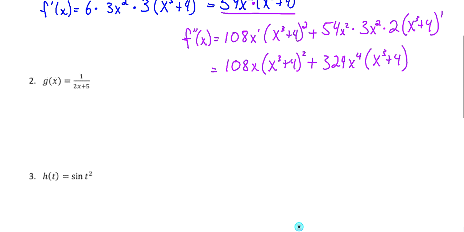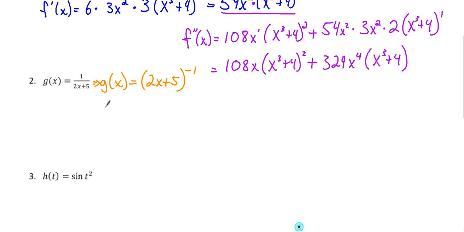So g of x equals 1 over 2x plus 5. Now again, if I'm looking at this, I could do quotient rule if I wanted to, okay? But it would be much easier to change my g of x to this, 2x plus 5 to the negative 1 power, okay? Much easier to do this way because in the quotient rule we have that negative on top and we don't have a bunch of stuff flying around like that, okay?